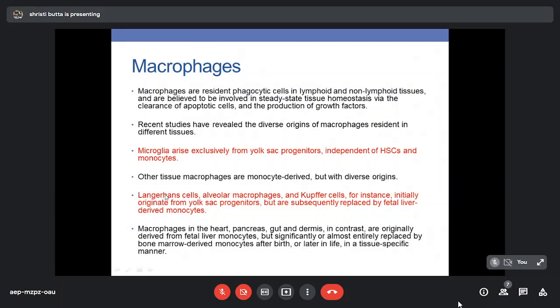We also have the Langerhans cells, alveolar macrophages, and the Kupffer cells, for instance, which initially take origin from yolk sac progenitors but are subsequently replaced by the fetal liver-derived monocytes. Macrophages in the heart, pancreas, gut, and dermis, in contrast, are originally derived from the fetal liver monocytes, but later on they are replaced by the bone marrow-derived monocytes.